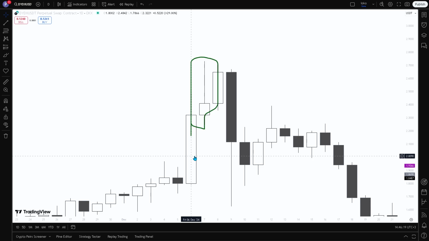So here's what you want to remember. Big green candle, buyers are strong, trend might continue up.